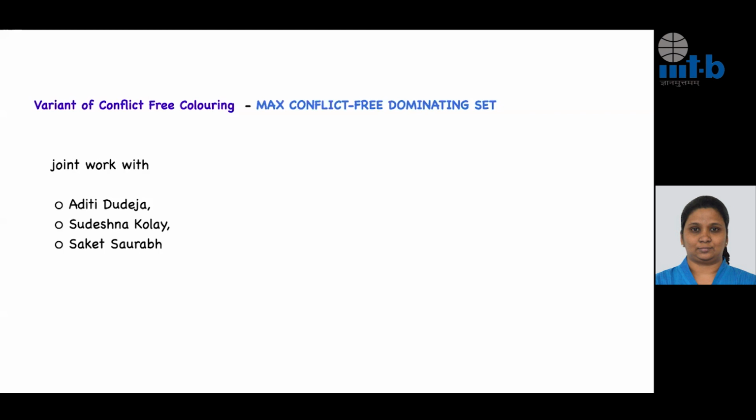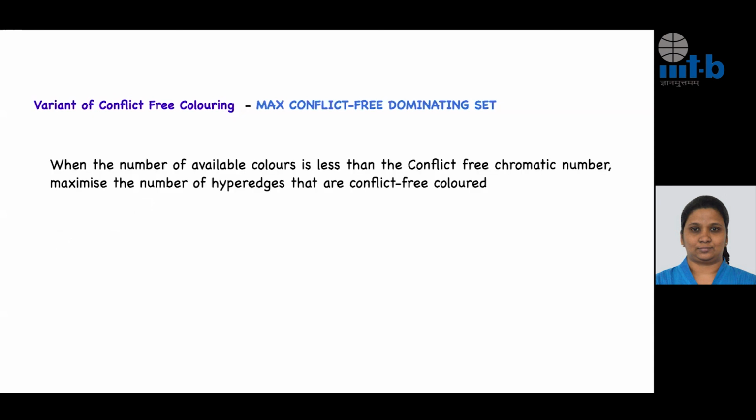Of course we cannot conflict free color every hyperedge using Q colors, but can we maximize the number of hyperedges that can be conflict free colored using the fixed number of colors we have? Here again this problem is NP hard. So this was the question. When the number of available colors is less than the conflict free chromatic number, we want to maximize the number of hyperedges that are conflict free colored.